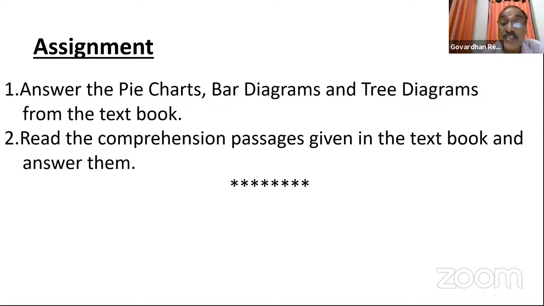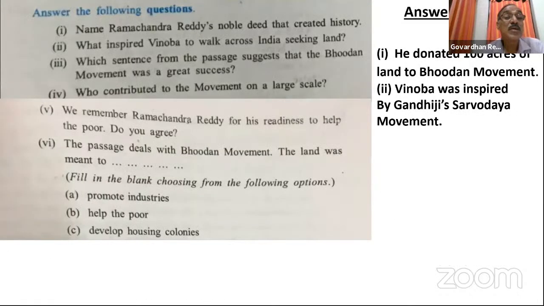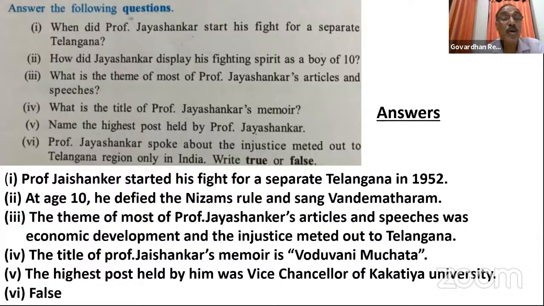Likewise, read the comprehension passages given in the textbook and answer them. 10 comprehension passages are given at the end of the passages. I've answered 2 or 3 of them. Likewise, you try to answer the others by referring to the passage every time. Whenever you read, first you read the passage once, then go to the questions. And for each and every question, you'll have to refer the passage again. This exercise is, as you have already seen, you'll get marks definitely if you answer this one. With this, we come to and I think we have some more time. We'll see the passage on Abdul Kalam or Professor Jaishankar.